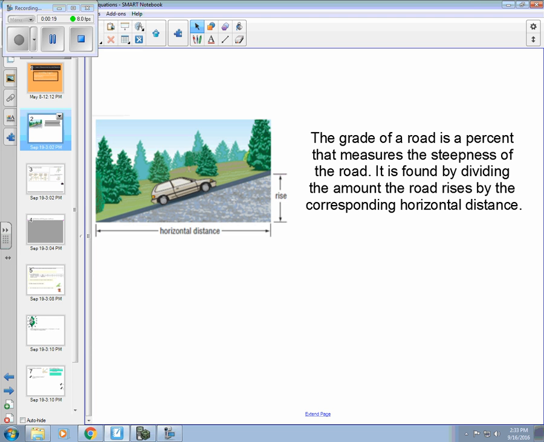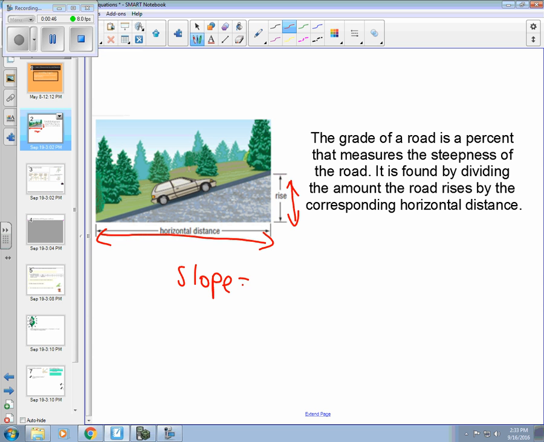The grade of a road is a percent that measures the steepness of the road. It is found by dividing the amount the road rises, this amount right here, divided by the corresponding horizontal distance, which is right here. That amount, that fraction or decimal, is also represented by slope. We say that slope is the rise over the run. Run meaning your horizontal distance.